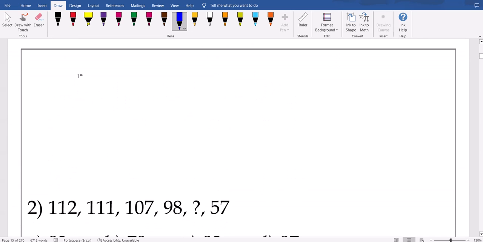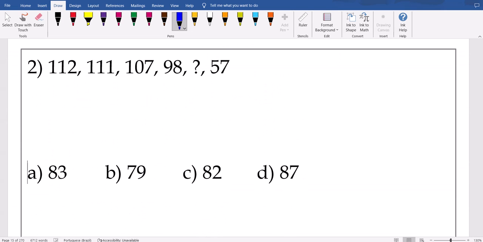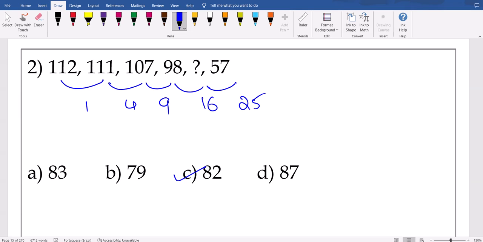Next one, it's again slow decreasing. When it is slow decreasing, take the difference between numbers. 1, 4, 9, then it should be 16. We'll get 82. Then you can check it's 25 only. 57 and 25 only, 82. Subtracting, okay, agree. Minus 1, minus 4, minus 9, fine. But here, we have to do decreasing. Take the difference between numbers and handle. It's nothing but 82. 82 is the answer. Okay.